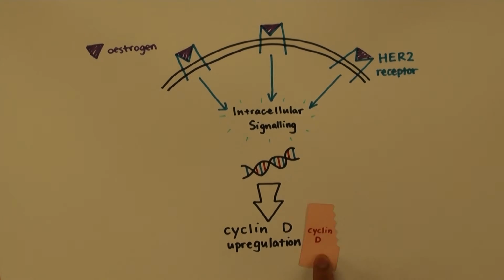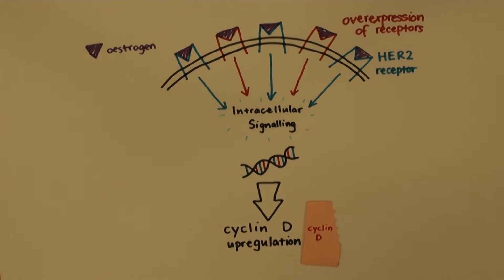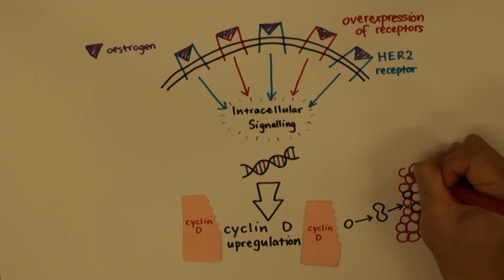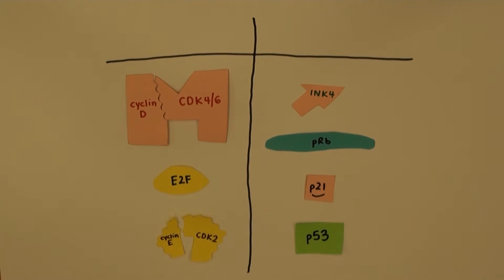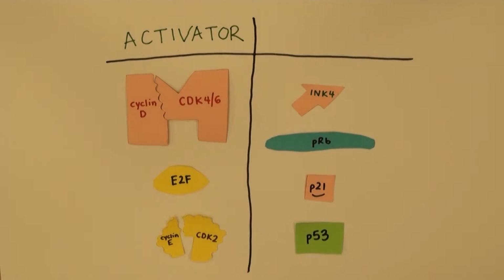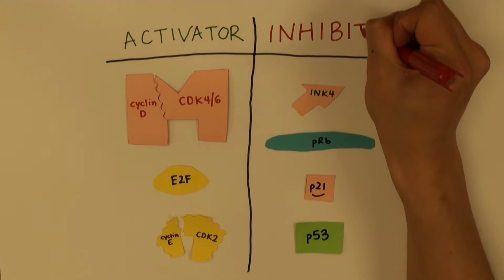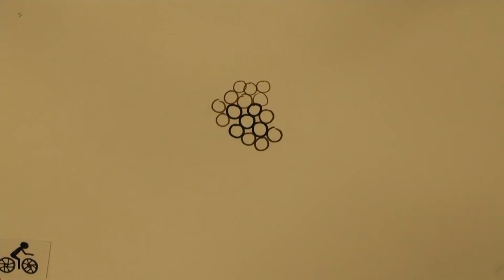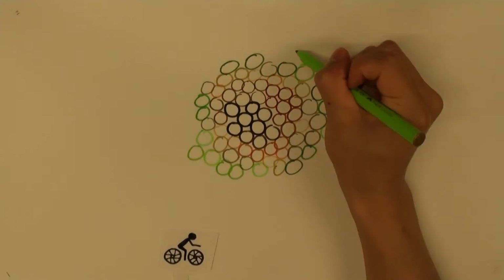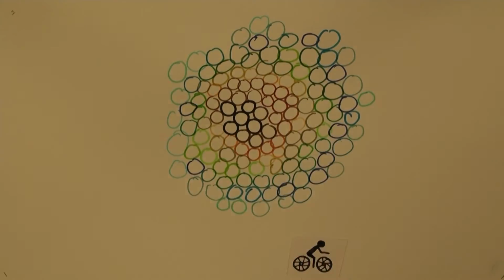In some cases of breast cancer, breast tissue cells express an abnormally large amount of HER2 receptors, resulting in more intracellular signals, upregulating transcription of Cyclin D. This increased amount of Cyclin D leads to an increased amount of Cyclin D CDK4/6 complexes, leading to uncontrollable cell proliferation. When these regulatory processes are uncontrolled, such as overexpression of cell cycle activators including Cyclin D CDK4/6, Cyclin E CDK2, and E2F, or underexpression of the inhibitors, INK4, retinoblastoma, P21, or P53, abnormal cell proliferation can occur.